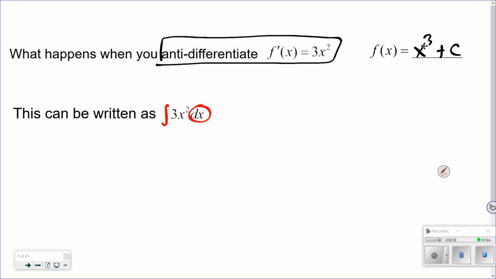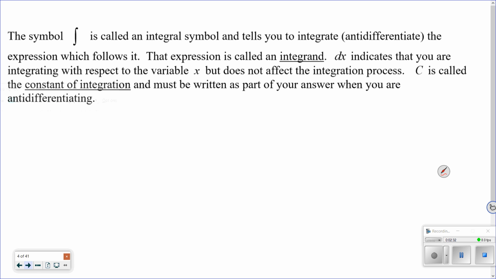So there's a couple of vocabulary things. I think we've talked about most of this. This is called the integral symbol right there. It tells you to integrate or find the antiderivative. The expression is called the integrand, so the whole thing is called the integrand. The dx indicates that you are integrating with respect to the variable of x, but does not, and this is really important if you want to underline that, it does not affect the integration process. So all it's doing is telling you that you're integrating with respect to x. That's it. Then we're always going to put that plus c on the end.